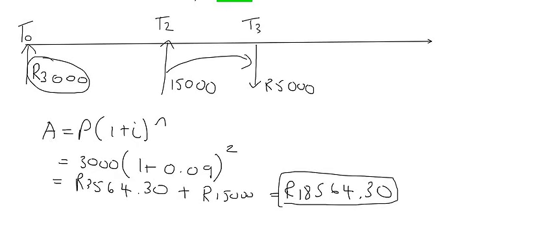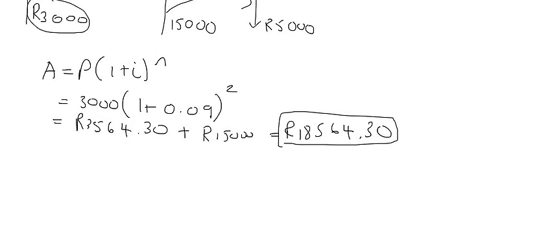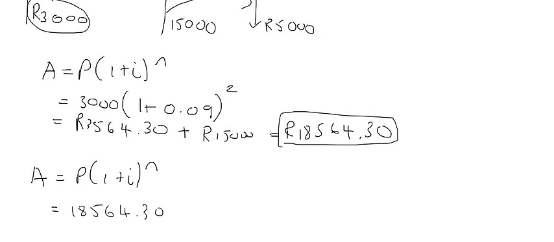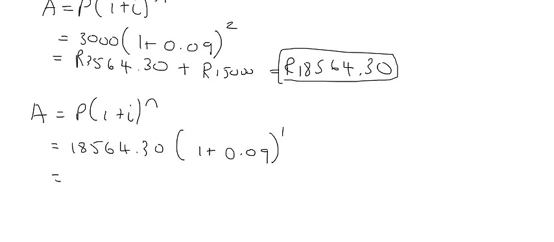So let's grow it for another 1 year. Once again, we'll use the compound formula, where the starting amount is now 18,564 Rand and 30 cents. And the interest rate is 0.09, and that's going to grow for 1 year. If you calculate that, you're going to end up with 20,235 Rand.087. That is how much Jane has after 3 years.